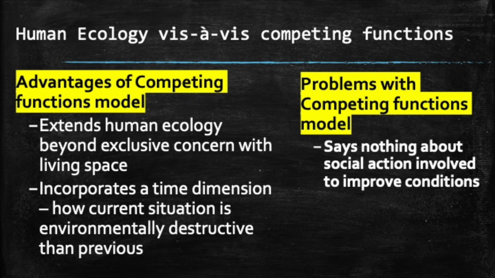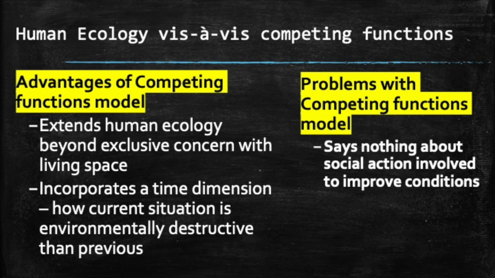Dunlap and Catton's competing functions of environment extends human ecology beyond the living space, while Robert Park's urban ecology talks about the living space, the city, the expansion of the city. Dunlap and Catton's model talks about different functions of environment. That environment does not only provide us a living space, it also provides space to deposit our waste, and it also provides resources to carry out a production process.